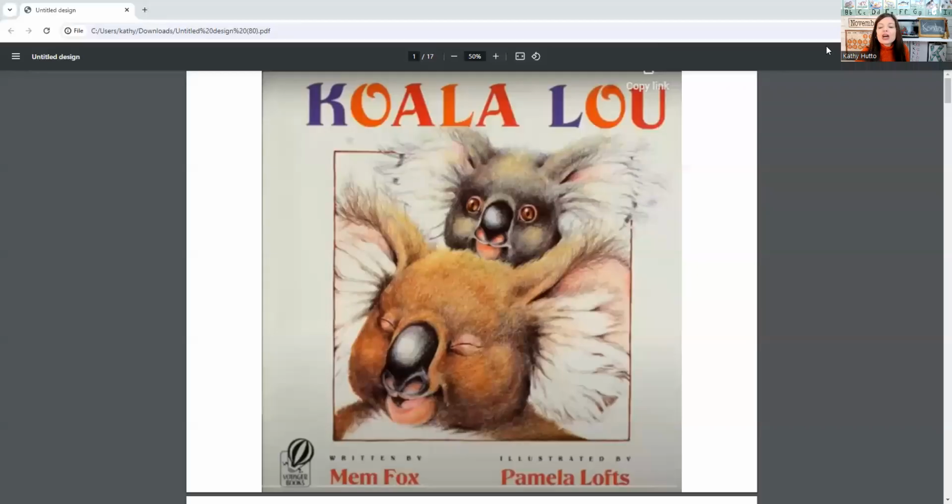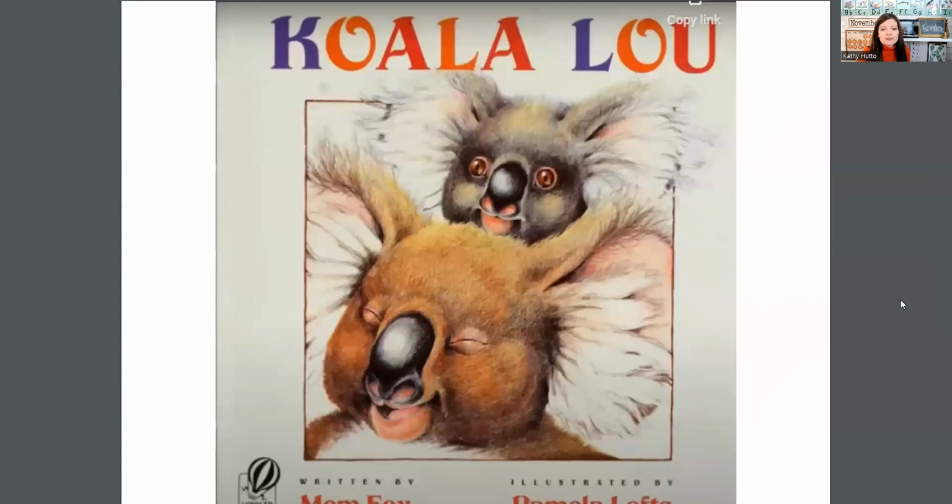Well, it's time for us to read about a special koala bear. The name of our book today is Koala Lou. Koala Lou by Mem Fox.